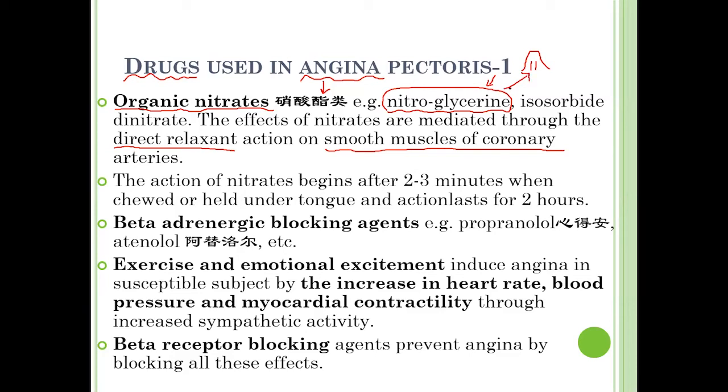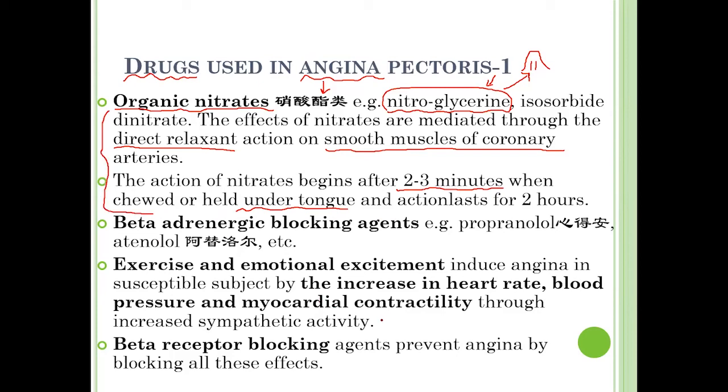So immediate reactions. This medication truly saves a lot of patients' lives. So carry it if you have this kind of problem. We say it can work in just a couple of minutes, just by holding it under the tongue. So that's a pretty good drug.